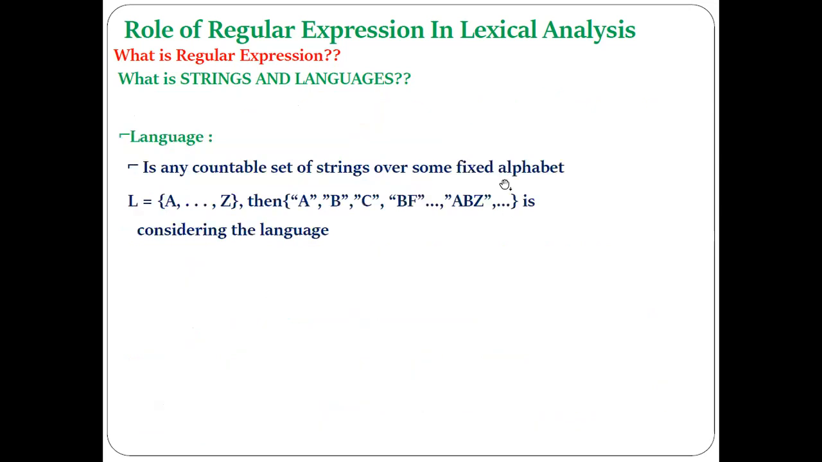Okay. Now, what do we mean by language? As we have already discussed, it is nothing but a sequence of strings formed from different sequences of characters or the alphabet. So here, language can be described like this: L is equal to the sequence of alphabet from A to Z, or it can be described in this way: L is equal to the sequence of characters from A to Z, or it can be described like this: A, B, C, D, F, or a combination of characters like this. Okay.